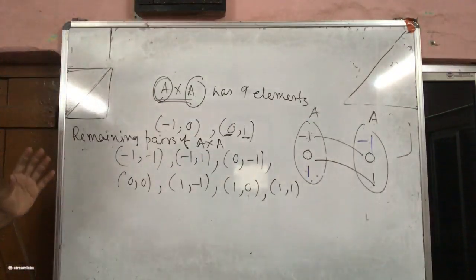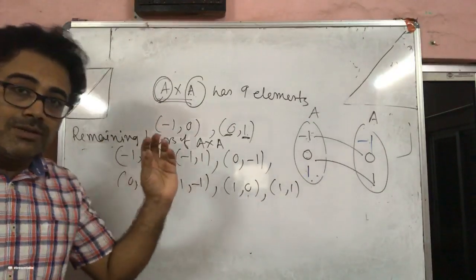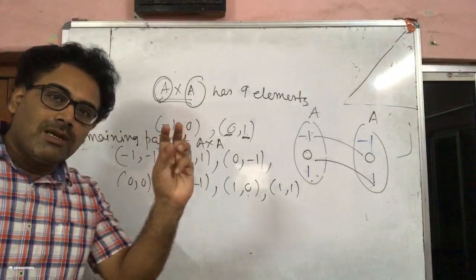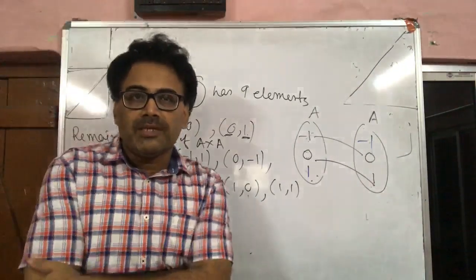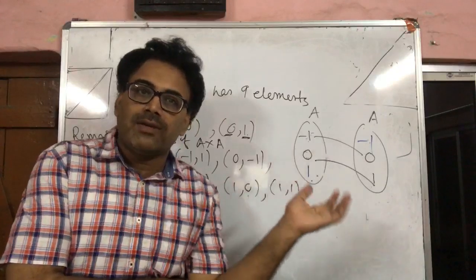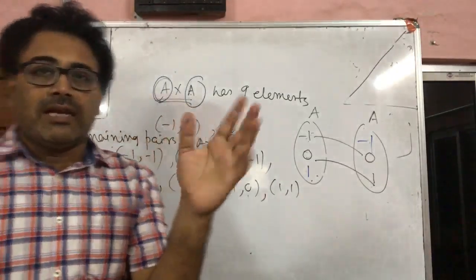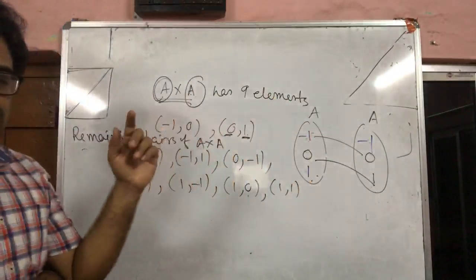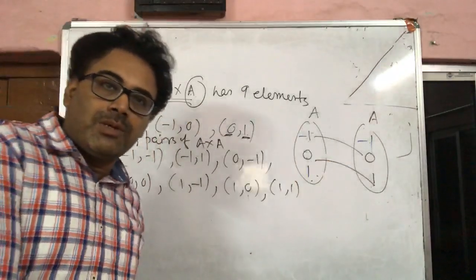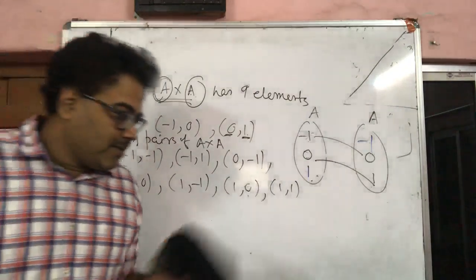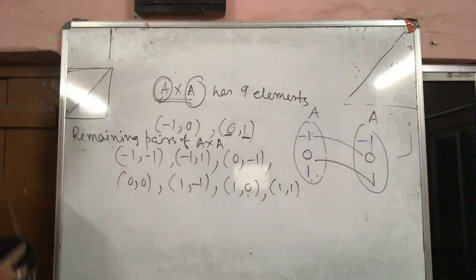So from 2 elements of A cross A, I have evaluated all other elements. So 9 elements in total. So see, remaining pair you have to write and use a diagram for the connection. Chalo.